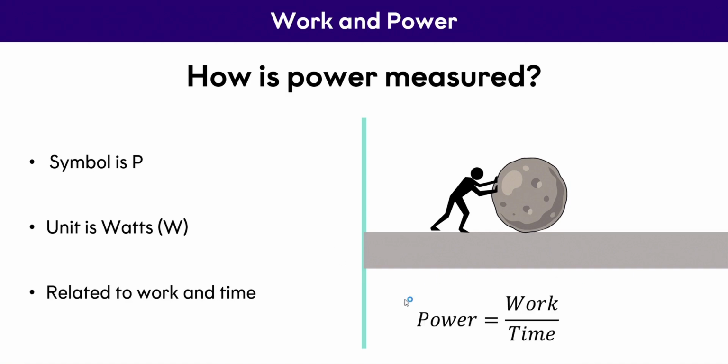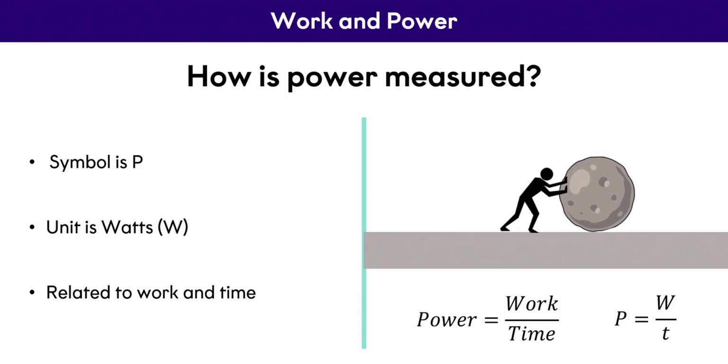And it's related with this formula here. Power equals work divided by time. So it's how much work you did, but it's also how fast you did that work. And to put it into shorthand, you'll see it in your exam like this. P equals W divided by T.